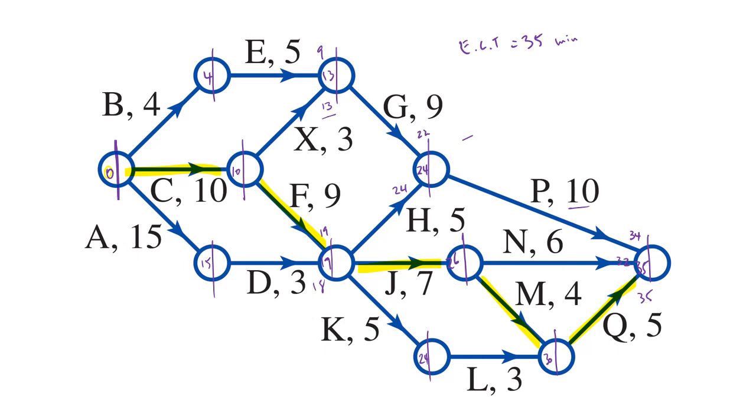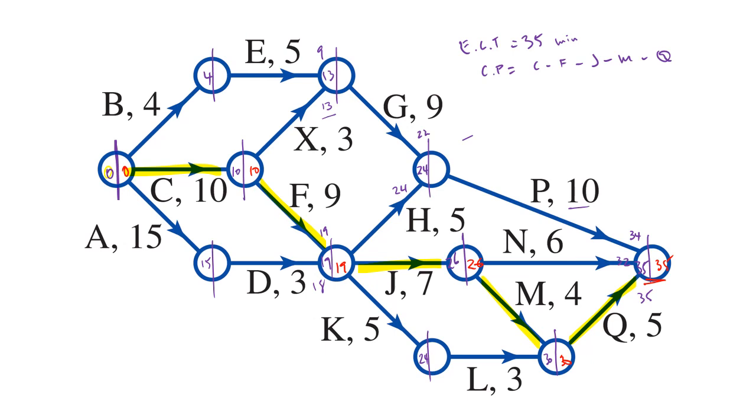So now we can put in our critical path. Critical path equals C to F to J to M to Q. And that's our critical path. Now we want a backward scan, and we can think about float times while we do that as well. When we backward scan, any activity on the critical path, both the early and the late times will be the same. So 35 take 5 is 30. 30 take 4 is 26. 26 take 7 is 19. 19 take 9 is 10, and 10 take 10 is 0.